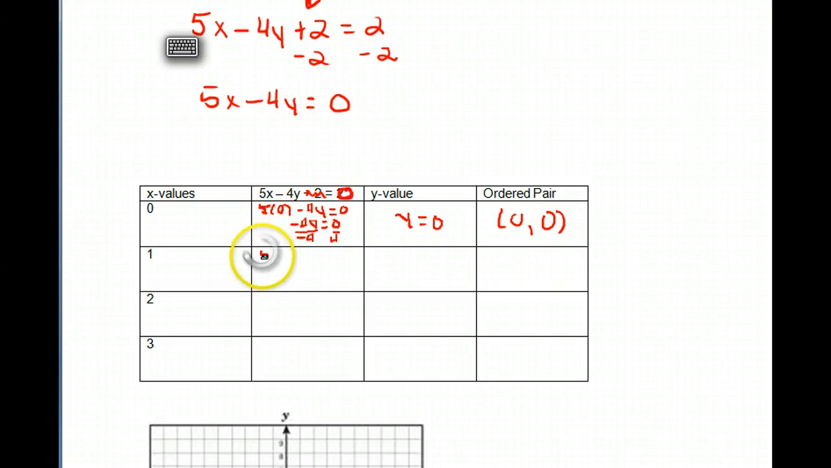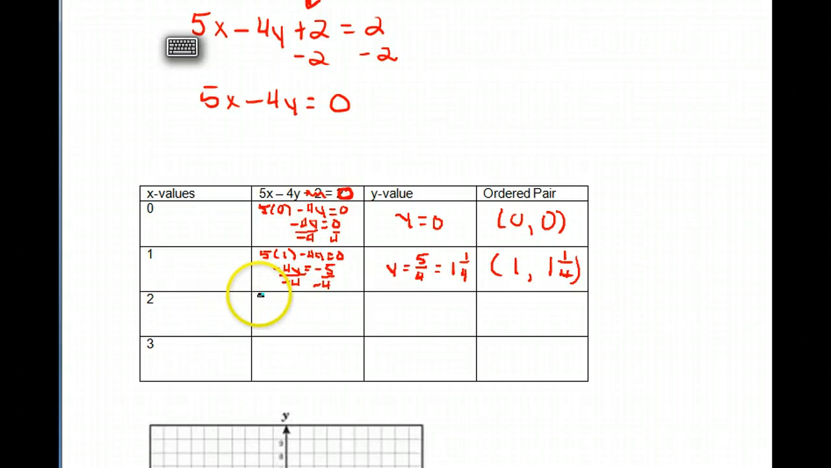Now we have 5 times 1 minus 4y equals 0. That makes 5. We're going to have to subtract that 5 from both sides. So negative 4y equals negative 5. Divide both sides by negative 4. A negative divided by a negative makes a positive 5/4, which is 1 and 1/4. So we have 1, 1 and 1/4.